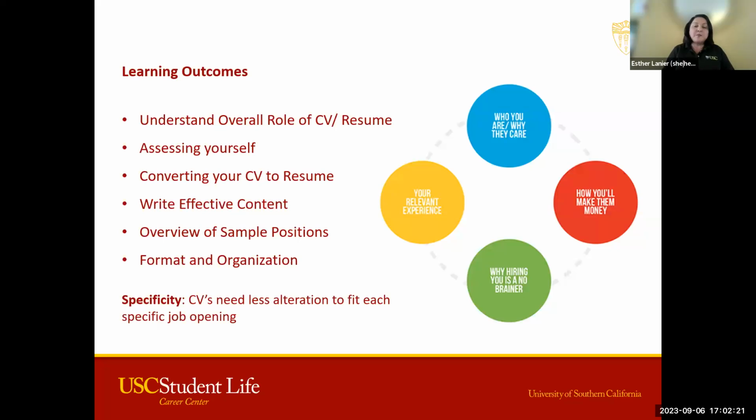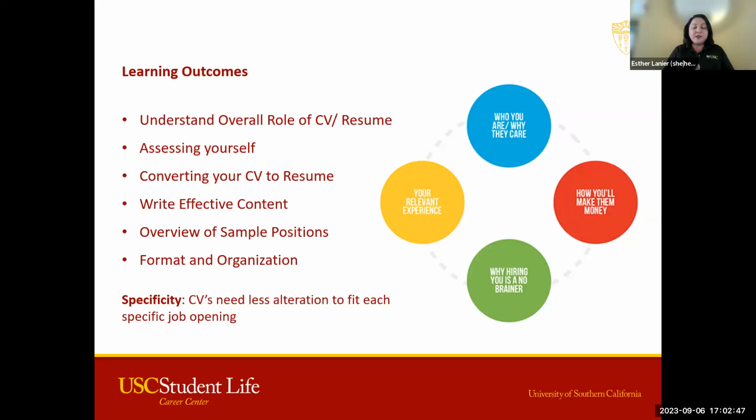And obviously, it's the point of always showcasing your relevant experience. So as I go through the presentation, you're going to hear me really just hone in on relevant experience, because your resume or CV needs to be focused on what you are looking to apply for and how you'll be benefiting that particular employer.